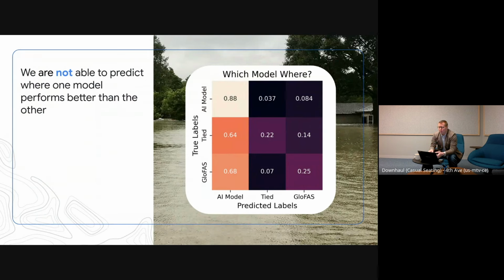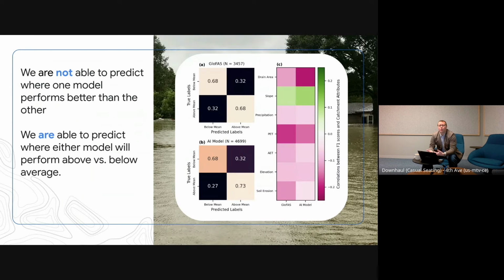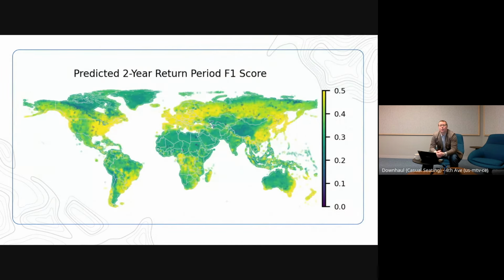And the reason for that is that both models perform better or worse for the same reason. Generally, it's harder to predict in arid catchments than humid catchments. Generally, it's harder to predict in larger catchments than smaller catchments. So what we can do is predict where either model will perform above average or below average. We can train classifiers that predict where on Earth, what kind of watersheds we can expect to have above average or below average skill predictions. And we can make a map of what we expect the skill to be over the whole world.